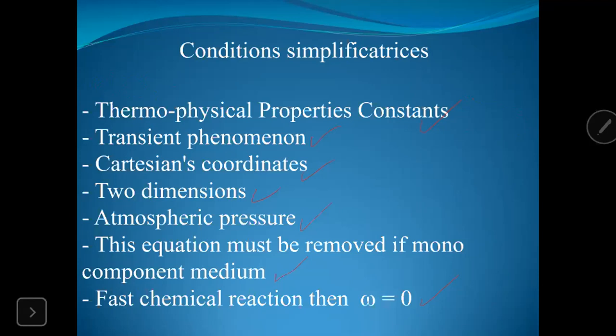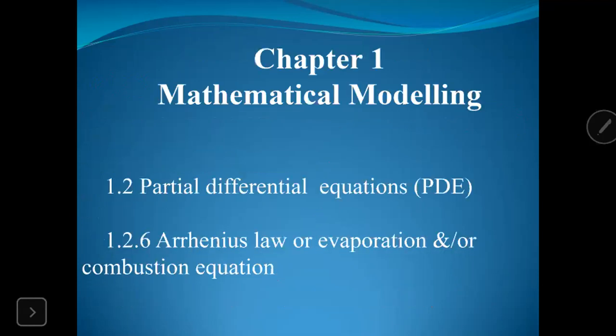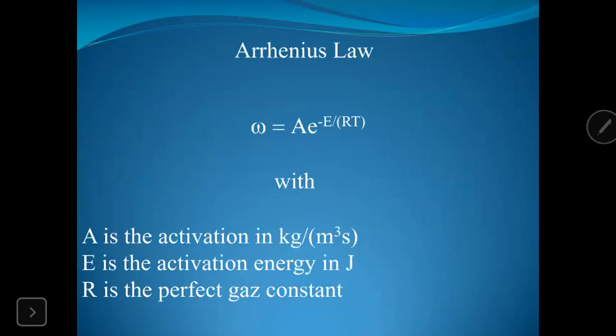Yes. Okay. Now we have different equations. We know now the continuity equation, the Navier-Stokes equation, the mass fraction equation. I will talk about Arrhenius law for evaporation and combustion. Arrhenius law, this W is in the heat equation and also in the mass fraction equation. The Arrhenius law comes from this equation: A exponential minus E over RT.